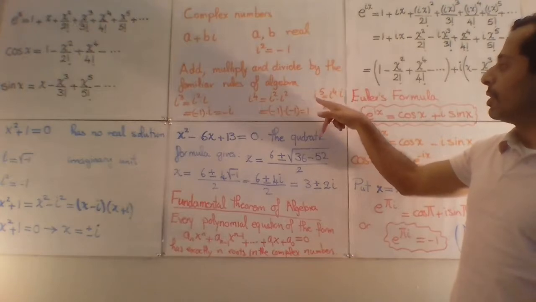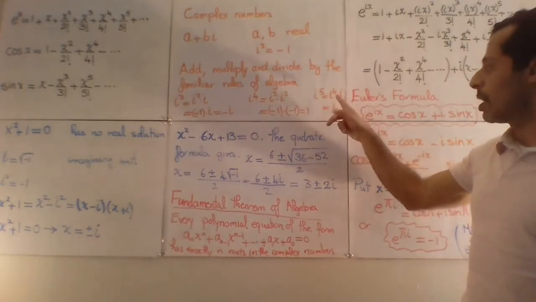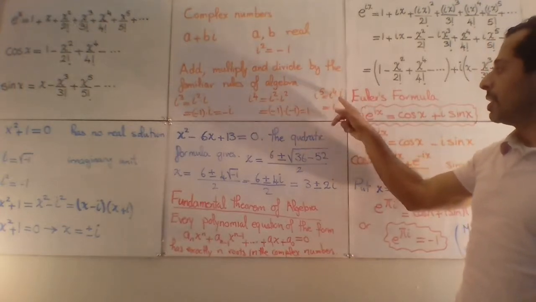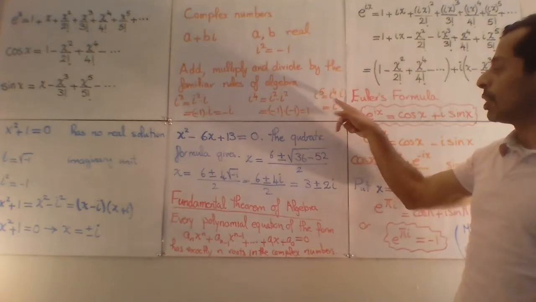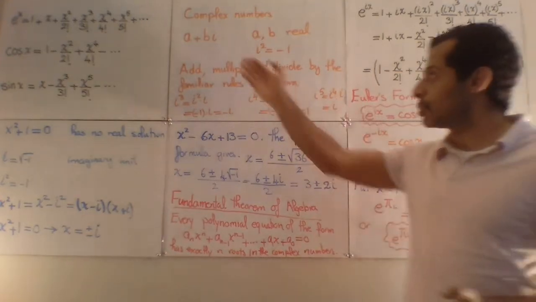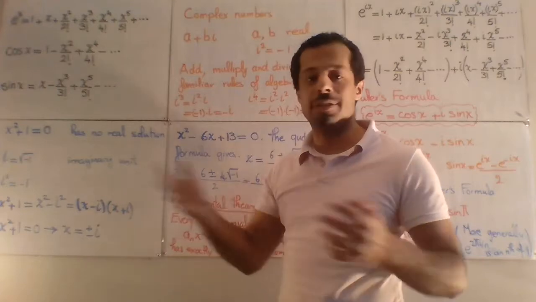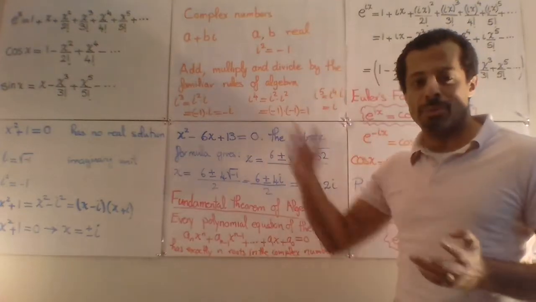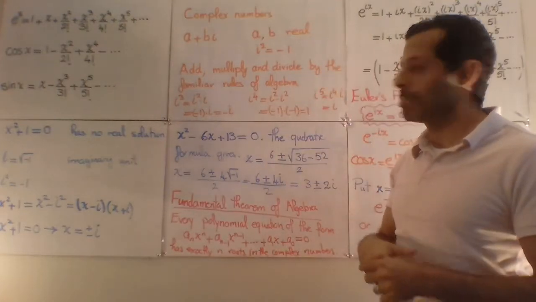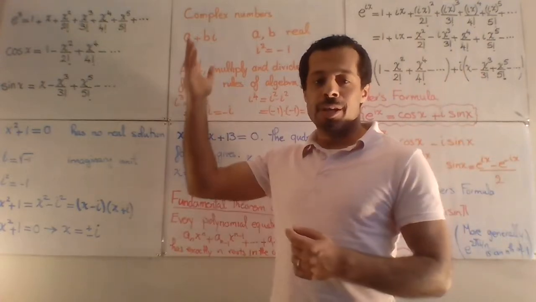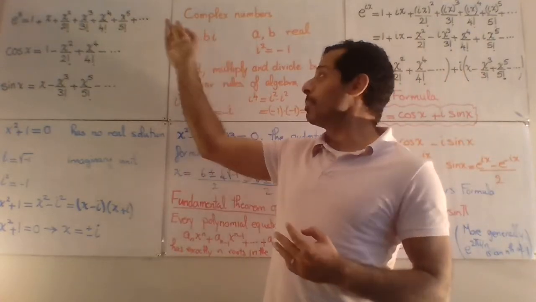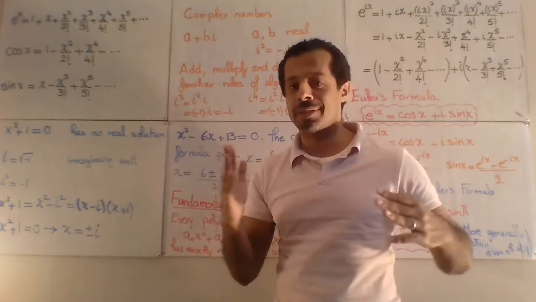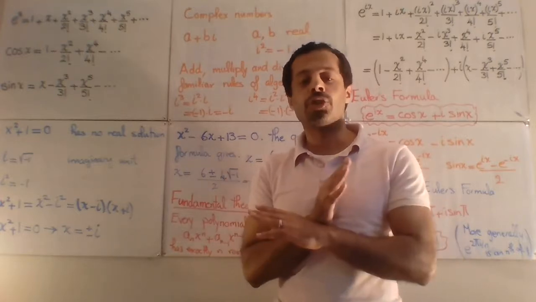I to the 5 is I to the 4 times I to the 4 we just said is I. And so I to the 5 is just 1 times I, or it's I. And we can just add and subtract and divide and multiply. I don't want to spend time on this, but I also want to tell you that we can represent complex numbers on the Cartesian plane.